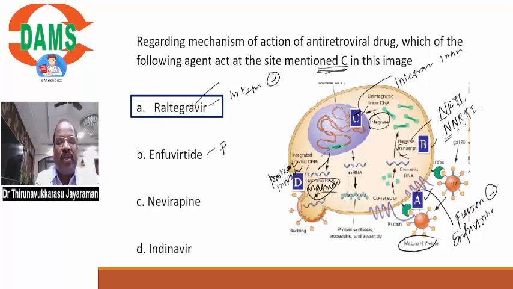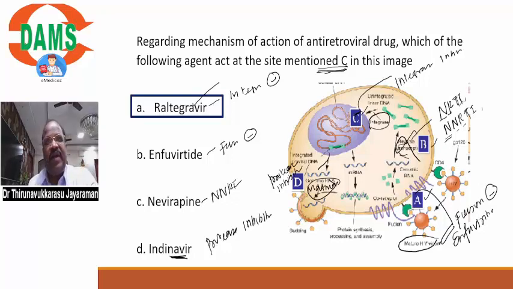Enfuvirtide is a fusion inhibitor. That means acting here. Nevirapine, one of the NNRTIs, acting here. Indinavir: any drug name ending with the suffix navir is called a protease inhibitor. Saquinavir, indinavir, nelfinavir, all ending in navir, are protease inhibitors, inhibiting viral assembly, maturation and post-translation cleavage. That is inhibiting maturation of the virus.